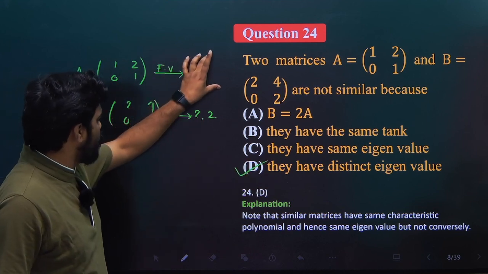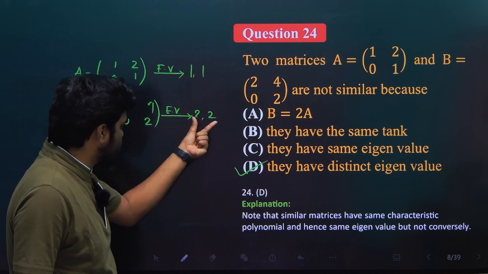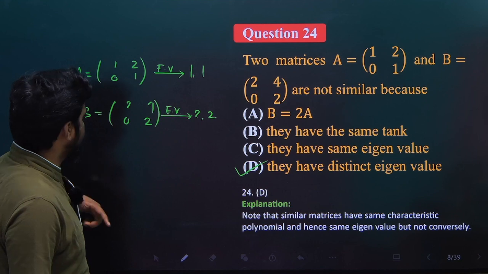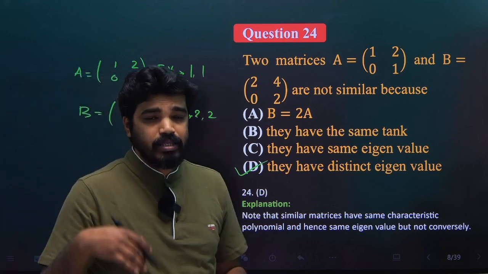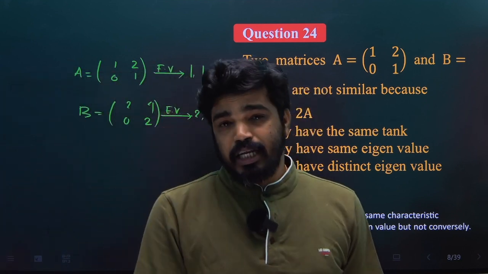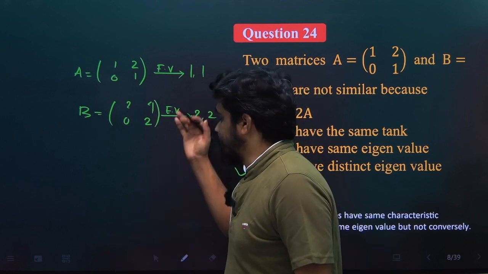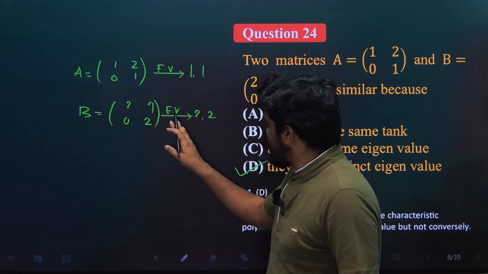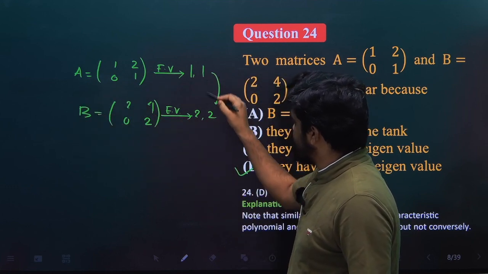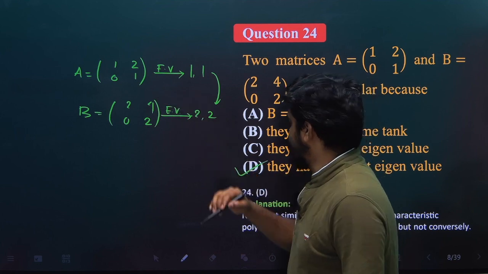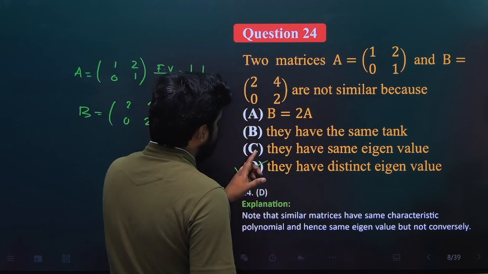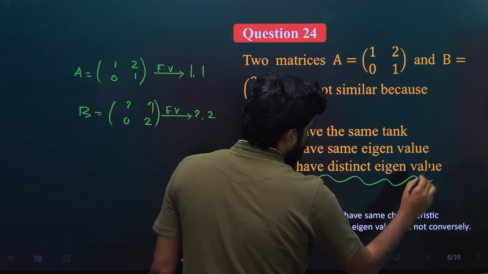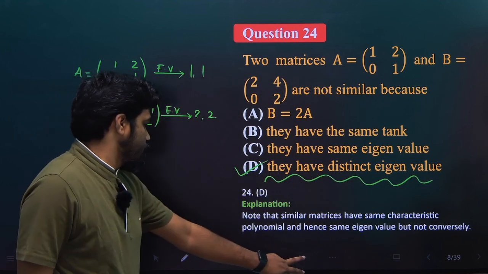The eigenvalues of A are 1, 1, and the eigenvalues of B are 2, 2. So the eigenvalues are different, so A and B are not similar. Similar matrices have the same rank, same trace, same determinant, and the same eigenvalues, but here matrix A has eigenvalues 1, 1 and B has eigenvalues 2, 2, so we get different eigenvalues, so A and B are not similar, so that's why option D is correct. A and B are not similar because they have distinct eigenvalues, right?